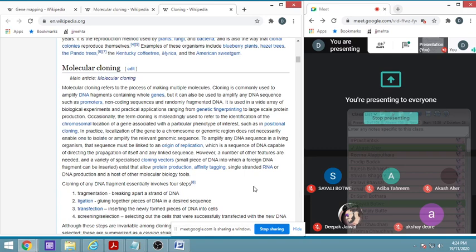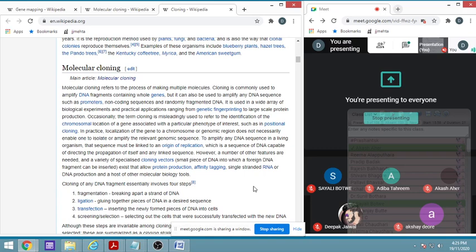So this cloning refers to the process of making multiple molecules. Cloning is commonly used to amplify DNA fragments present in the whole gene. It can also be used to amplify any DNA sequence, like a promoter sequence or stop codons, or non-coding sequences. Any portion of the DNA is amplified, or multiplied, and many copies of it can be made easily.